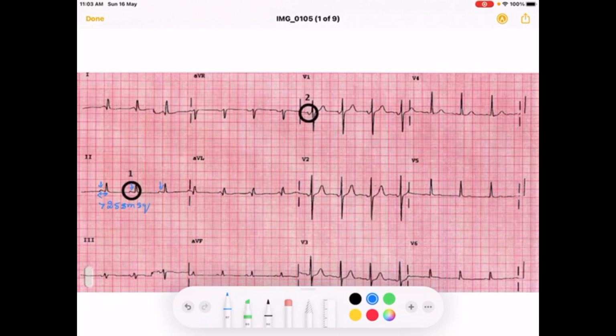And coming to lead V1, you can see the downward wave of the P wave is enlarged. So the downward wave of the P wave is enlarged in V1. So this is left atrial hypertrophy.